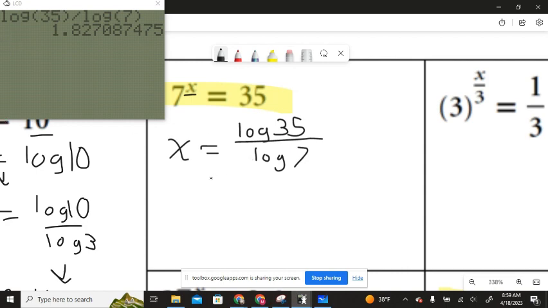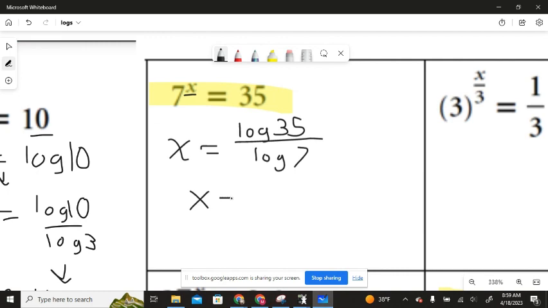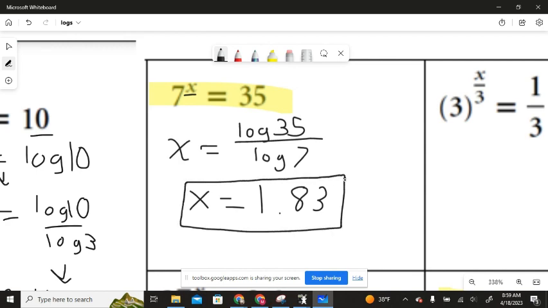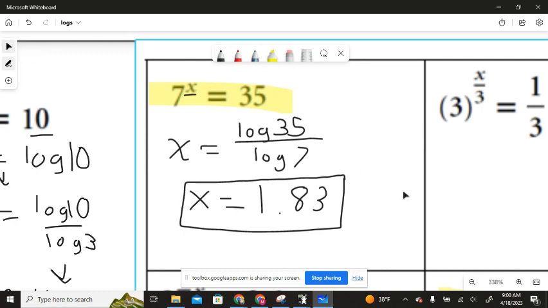We're going to round this to the hundredths place. So we're going to do x equals 1.83. Now, keep in mind, these are rounding. So when you check this, check your original decimal, not your rounded decimal.